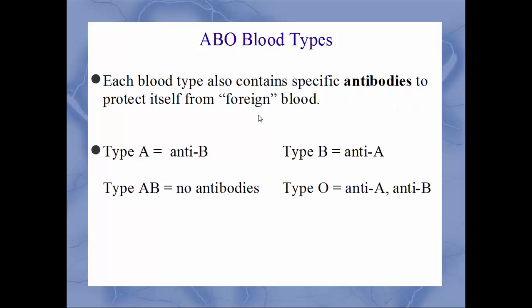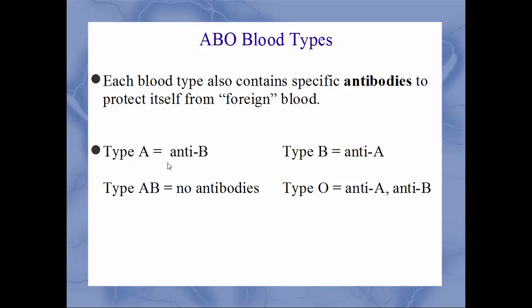That's often confused with this next phrase, antibodies. So don't confuse antigens with antibodies. Every blood type has specific antibodies to help protect itself from what's considered foreign blood. That's why when you get a blood transfusion, you can't just grab any random bag off the shelf. This is why blood types have to be matched correctly.